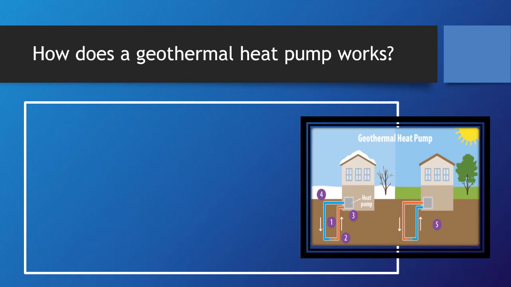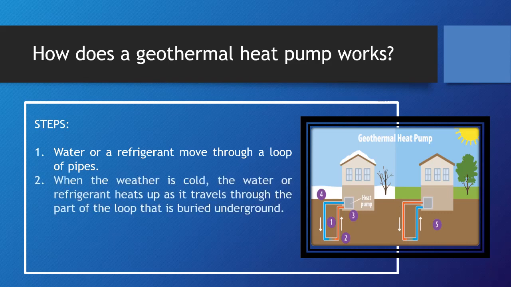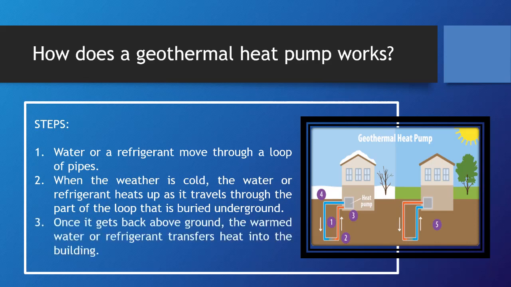Now, how does a geothermal heat pump work? The first step is the water or the refrigerant moves through a loop of pipes, just like number 1 in the illustration. The second one, when the weather is cold, the water or the refrigerant heats up as it travels through the part of the loop that is buried in the ground. Once it gets back around above the ground, the warm water or refrigerant transfers heat into the building.